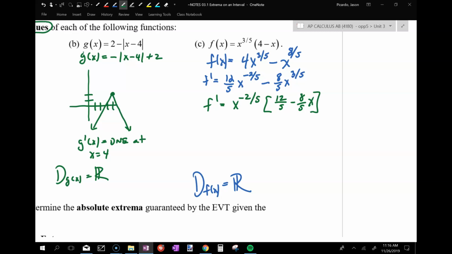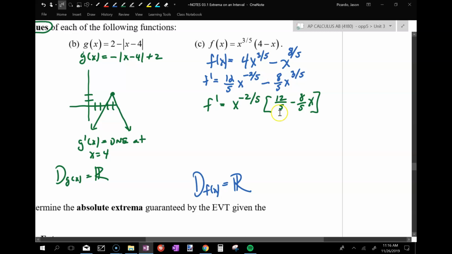So that problem doesn't become an issue of do I know how to take a derivative and do I know what to do? It's an algebra issue, right? Now, what am I going to do with these two things? Actually, let's rewrite it like this. Let's say that we have 12/5 minus 8/5 x over x to the 2/5, right? So I just rewrote it as that. Is that okay if I do that? Seem reasonable?